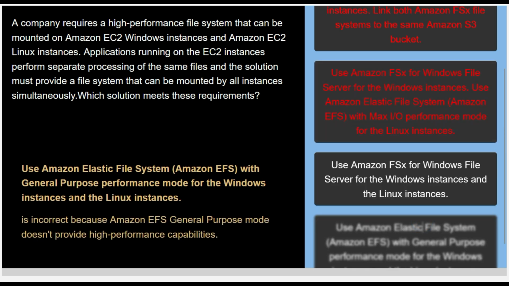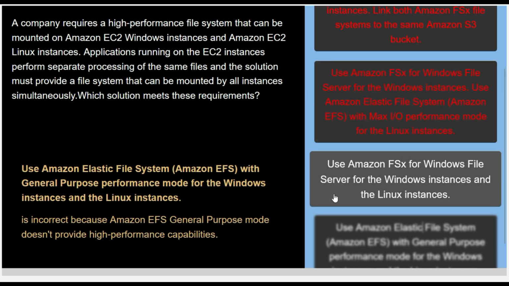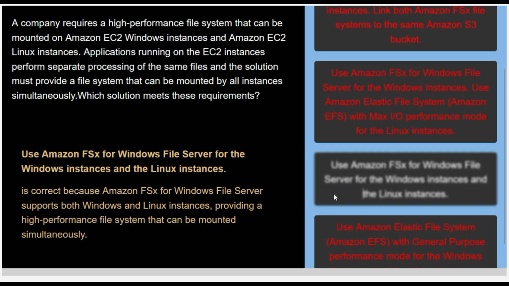Now let us see option number 4. Use Amazon Elastic File System, Amazon EFS, with general purpose performance mode for the Windows instances and the Linux instances. This option is incorrect. Why? Because Amazon EFS general purpose mode doesn't provide high performance capabilities, right? So this option 4 is your wrong answer. Let us see option number 3 right now.